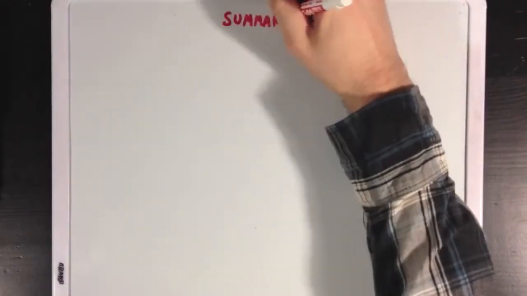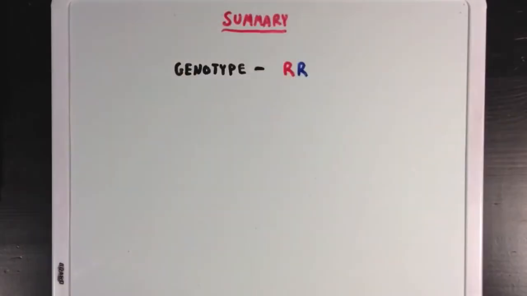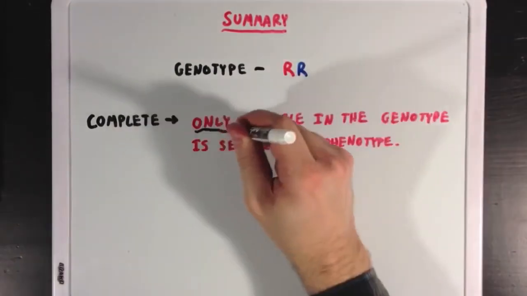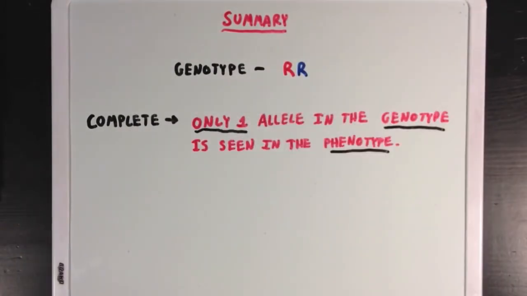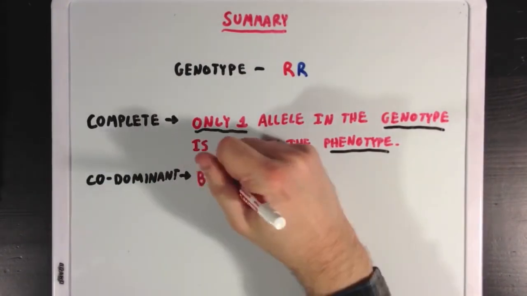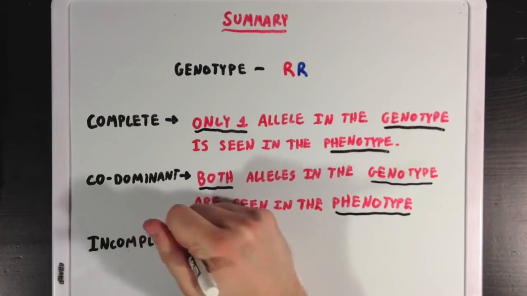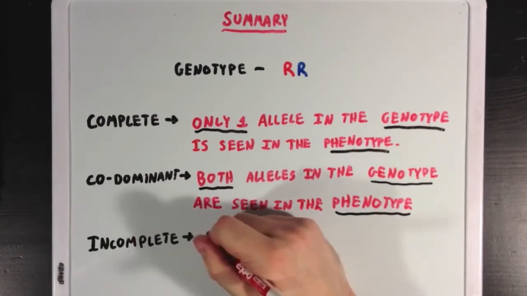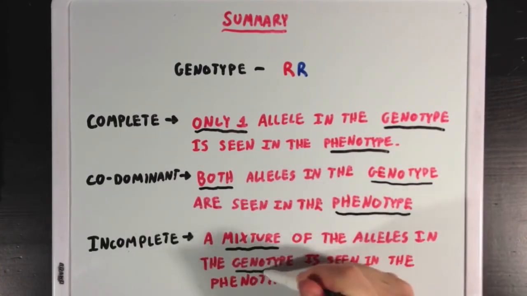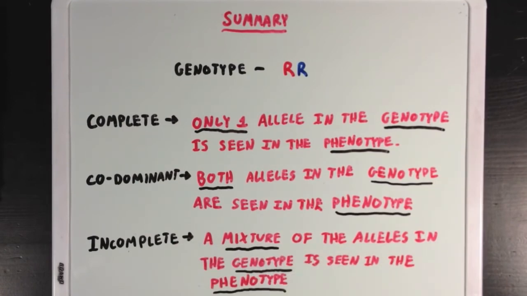So what did we learn? Well, if we assume the heterozygous genotype, red R, blue R, then there are three different dominance patterns that we might see for a specific trait. In complete dominance, only one allele in the genotype, the dominant allele, is seen in the phenotype, and this was the example with the red flower. In codominance, both alleles in the genotype are seen in the phenotype, and this was the example with the flower with both red and blue petals. And finally, in incomplete dominance, a mixture of the alleles in the genotype is seen in the phenotype, and this was the example with the purple flower.